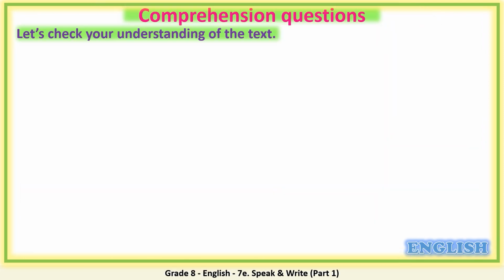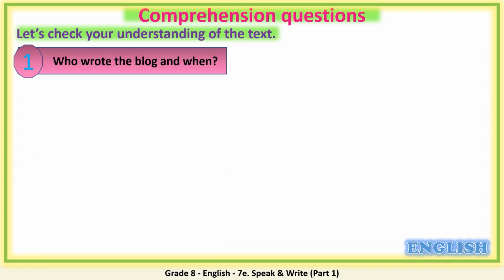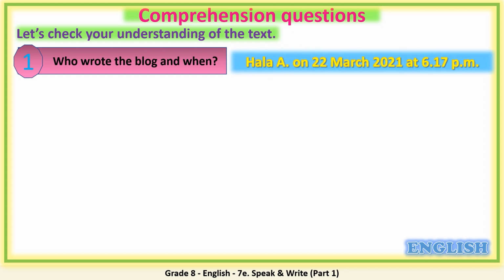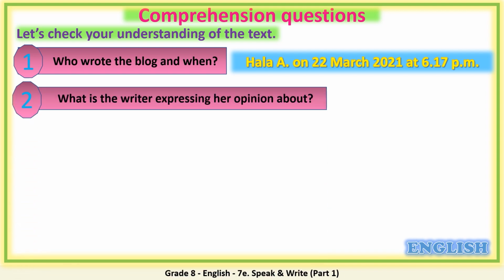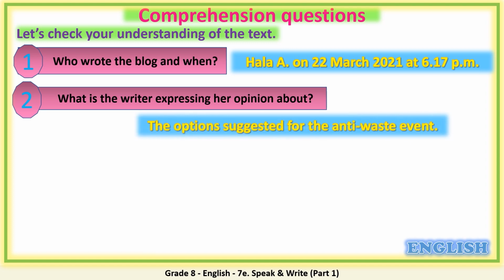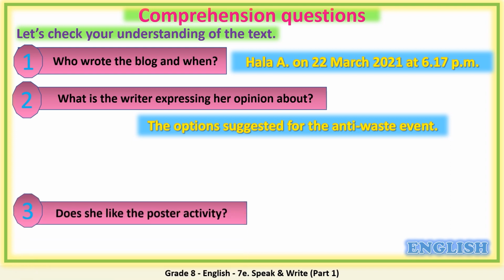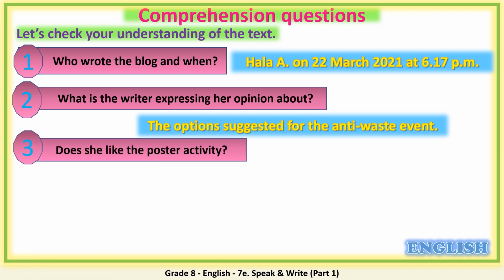Now it's time for some comprehension questions to check your understanding of the text. Remember, grade 8, you can always get back to the reading text if you cannot remember the answer. Number 1, who wrote the blog and when? That's right, Hala A on 22nd March 2021 at 6:17 p.m. Number 2, what is the writer expressing her opinion about? That's right, the options suggested for the anti-waste event. Good job. Number 3, does she like the poster activity? Yes, she does. Excellent, grade 8.